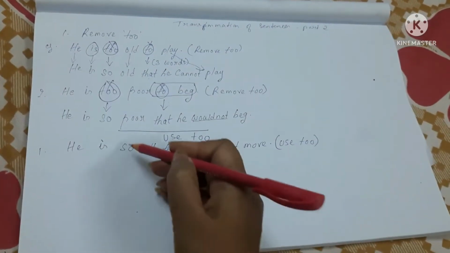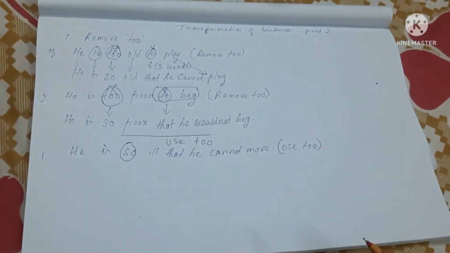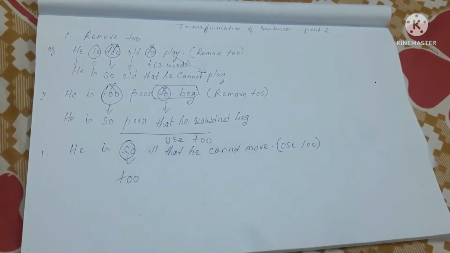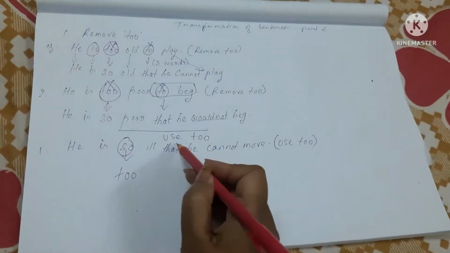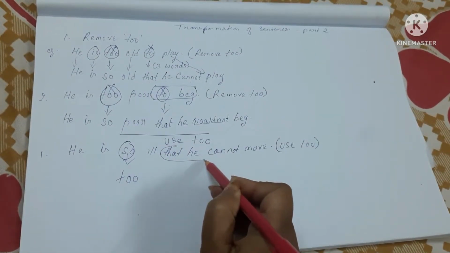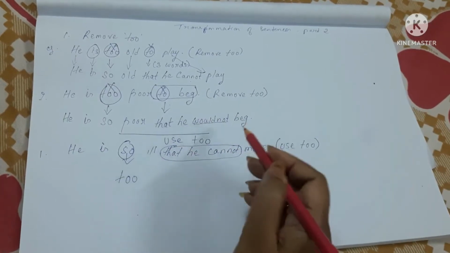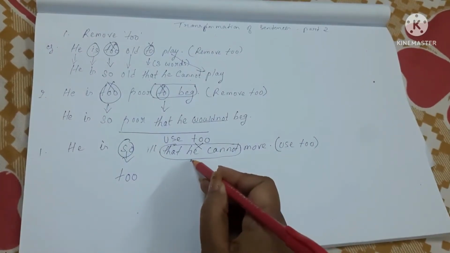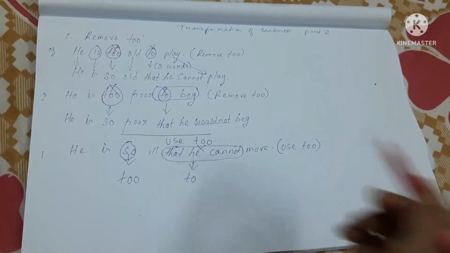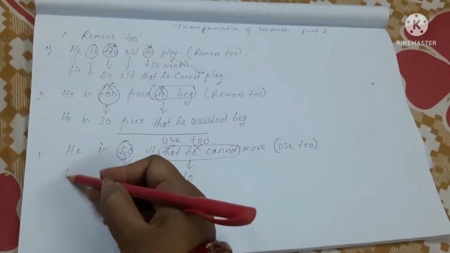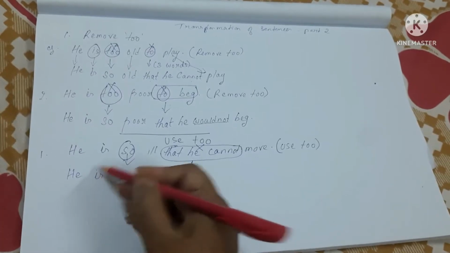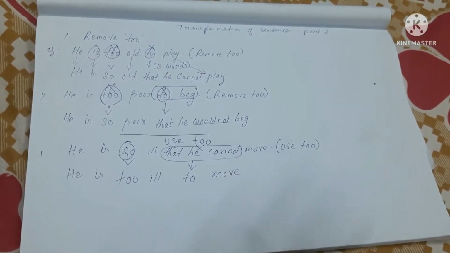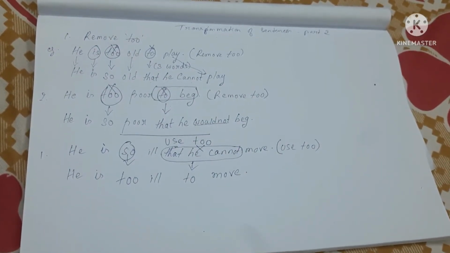So now here you have to remove so, and in place of so you have to write too. You have to remove these three words, that he cannot, and in place of these three words you have to write to. Now fill it up. He is too ill to move. It's so simple and so easy.